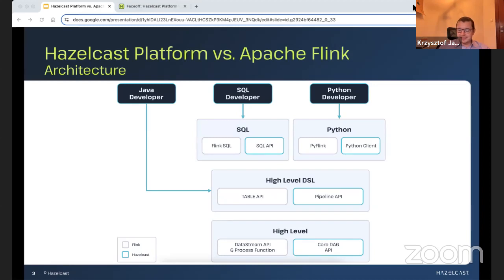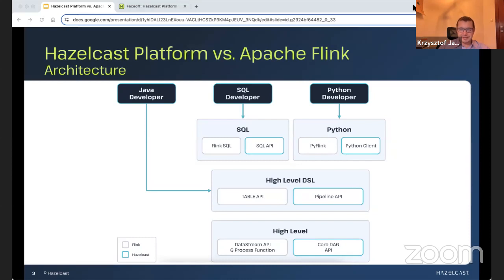Yes, and also recently it's very popular to do some machine learning, artificial intelligence, and for that Python is quite often the language of choice. So it's important for the streaming products to be easily usable from Python. And Hazelcast can be easily used from Python. We have a client in Python. Flink also can be used from Python via PyFlink integration.